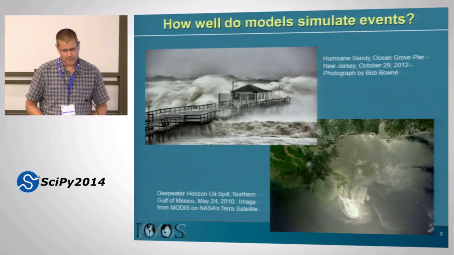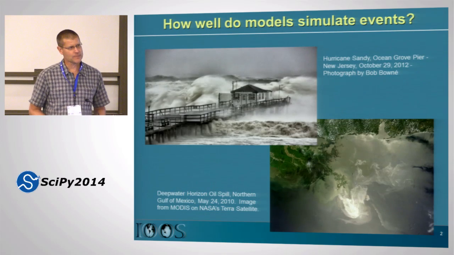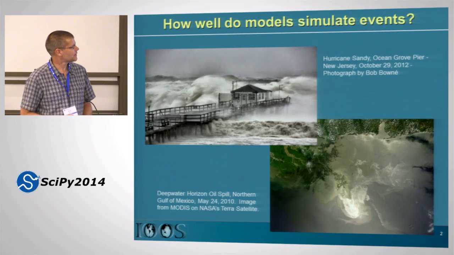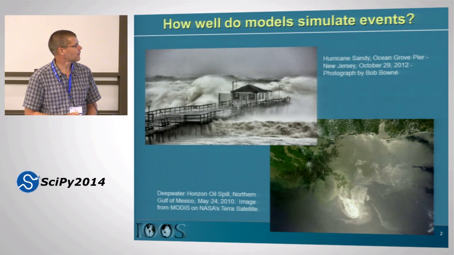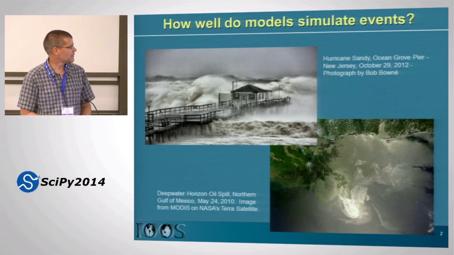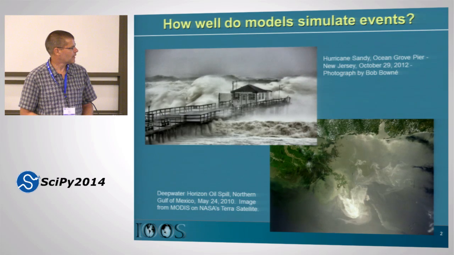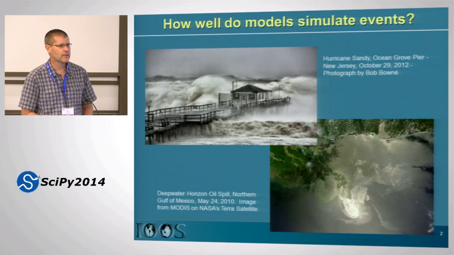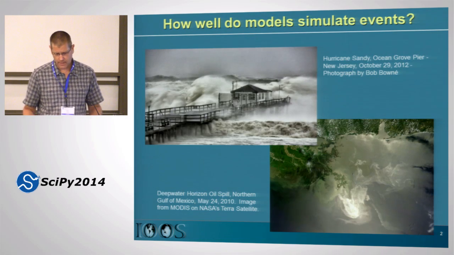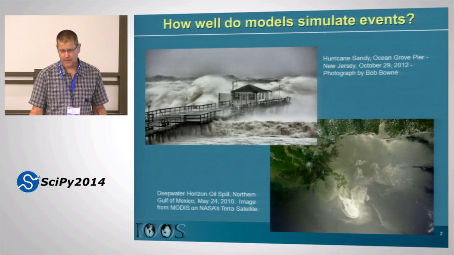Okay, so we might be interested in how well these models are doing at simulating particular events, like how well were they doing on the waves and the water levels during Hurricane Sandy, dramatic picture from New Jersey, or for the Deepwater Horizon spill. Here's a satellite image showing the complexity of how the spill evolved over several days and weeks. How well were the surface currents doing in terms of moving this around? How do these ocean models work? How well are they doing, and which ones are doing better when?